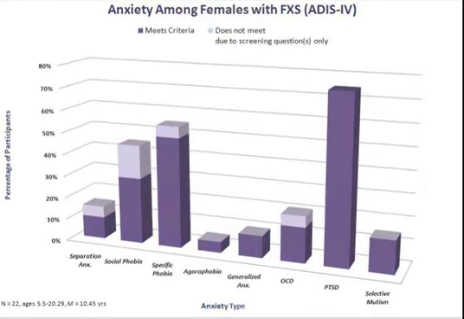And among females with Fragile X syndrome who have participated in the research, we see a similar pattern. There's still a lot of anxiety disorders, but in a smaller percentage of the girls. One marked difference that you can see is over 70% of our sample have met criteria for post-traumatic stress disorder, or PTSD. And we don't quite understand the reasons behind all of that.